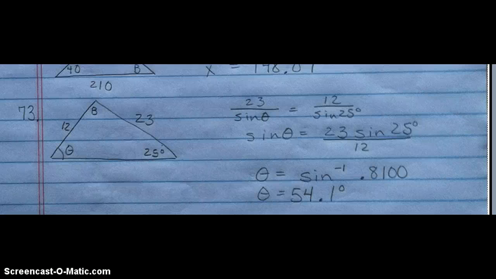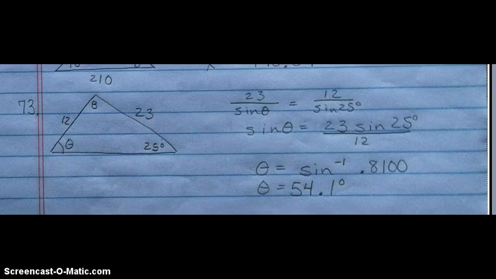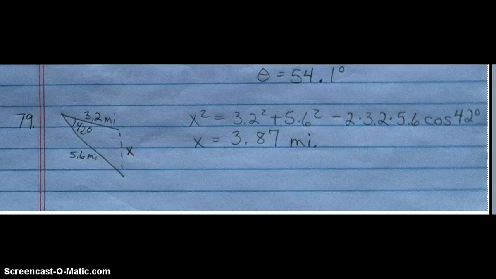We solve for theta. Theta here is 54.1. There's another value of theta, 180 degrees minus 54.1. You must subtract 54.1 from 180 degrees to get the second value here.